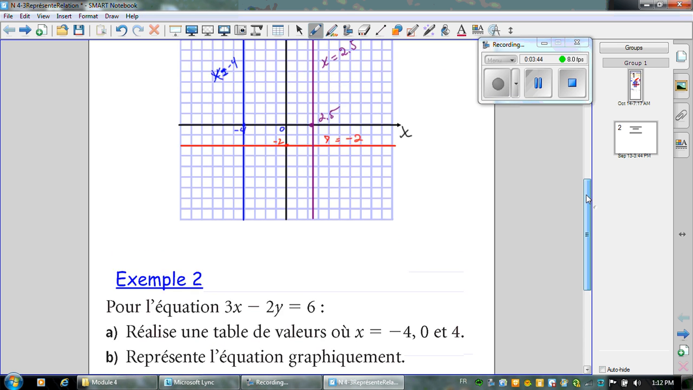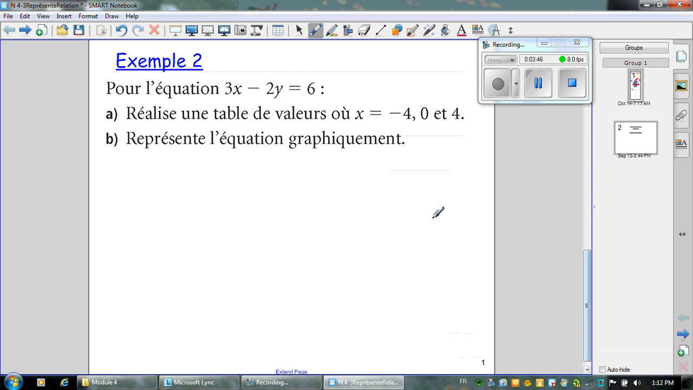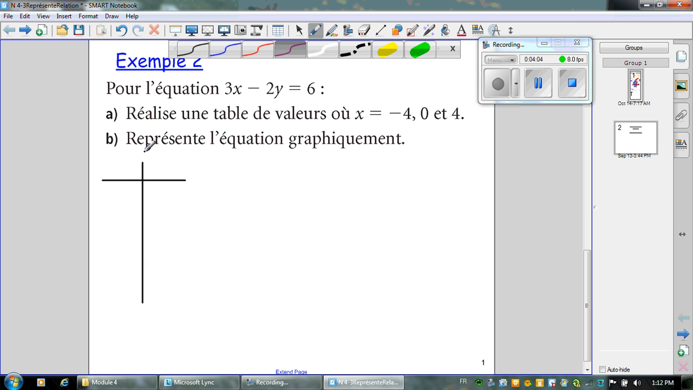Let's do one final example. For this equation, 3x minus 2y equals 6, create a table of values where x equals -4, 0, and 4. So let's do that first. Table of values. So here we go. x and y. And if x is, let's start off with -4.